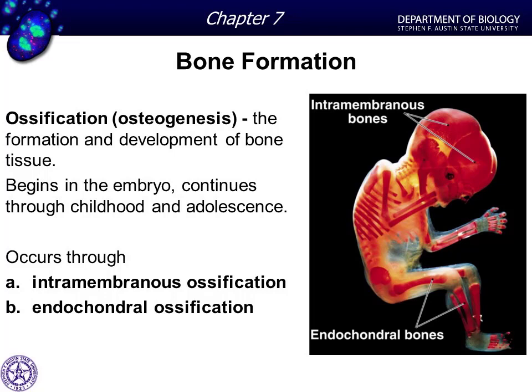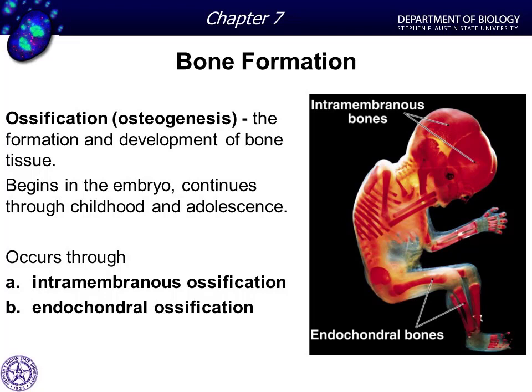But the other type, endochondral, what does chondro mean? Cartilage. And the prefix endo means within. So in this case, endochondral ossification or osteogenesis is we're going to form a cartilage template first. And then we're going to slowly replace the cartilage tissue with bone. And so those are the two different ways in which we're going to form all the bones in the human body.